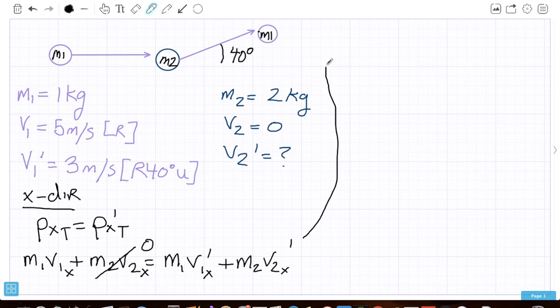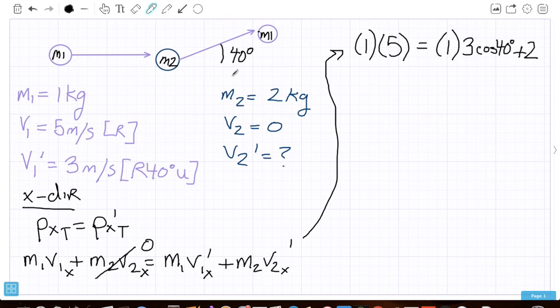So what we're looking at is m1 v1. So m1 is 1, v1x is 5 because it's just going to the right, and that's equal to m1 again, which is 1. Now here we have to break v1 into its components. So we're looking at this component right here, which is adjacent to this angle. So that'll be 3 cos 40. And then we add that to the mass of m2, which is 2, m2. And then we don't know what the x component of that momentum is, so we go v2x prime.